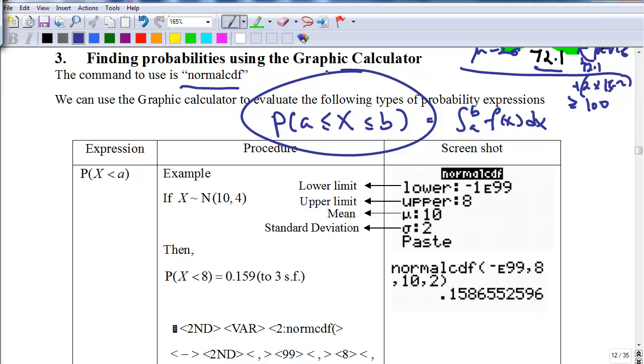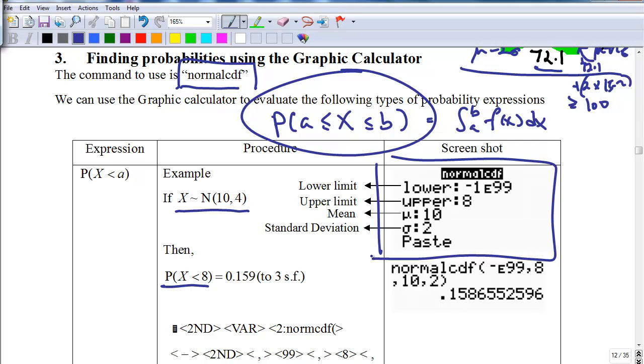Now we look at a very simple example. If I say that X is a normal distribution with mean 10 and variance 4, and I want to calculate the probability of X less than 8, then I will use my GC to call out this function, normal CDF. Once I do that, this screen will appear. All I need to do is key in the numbers that I want into the screen. I should always think of this: the lower limit is this number here, and the upper limit is this number here.